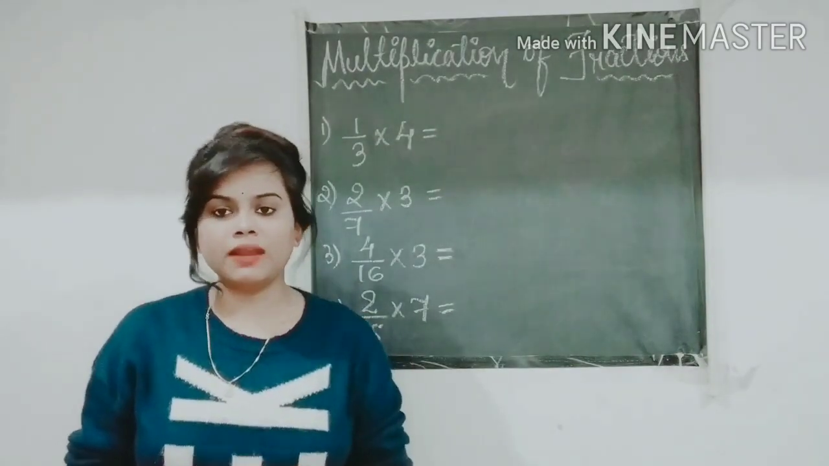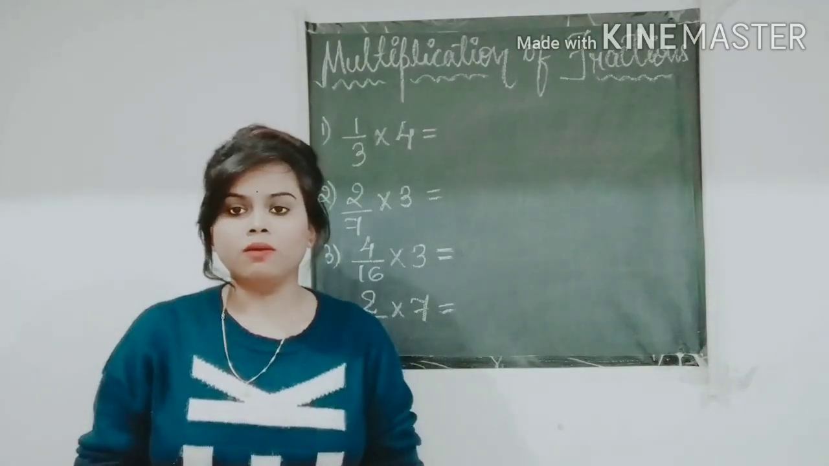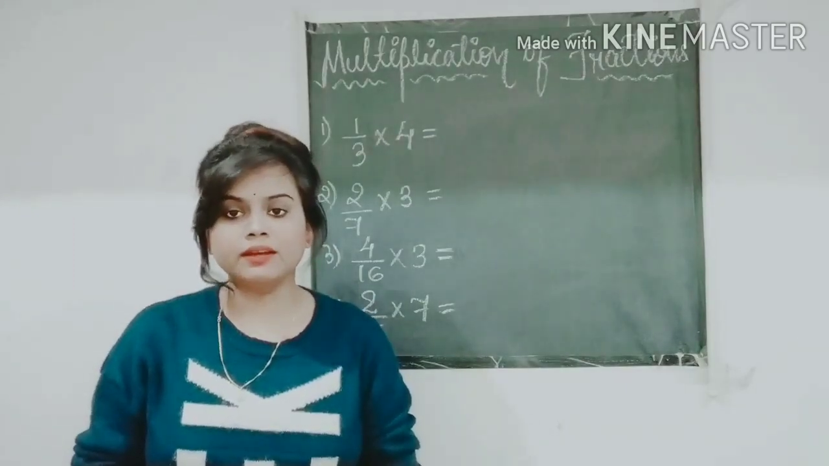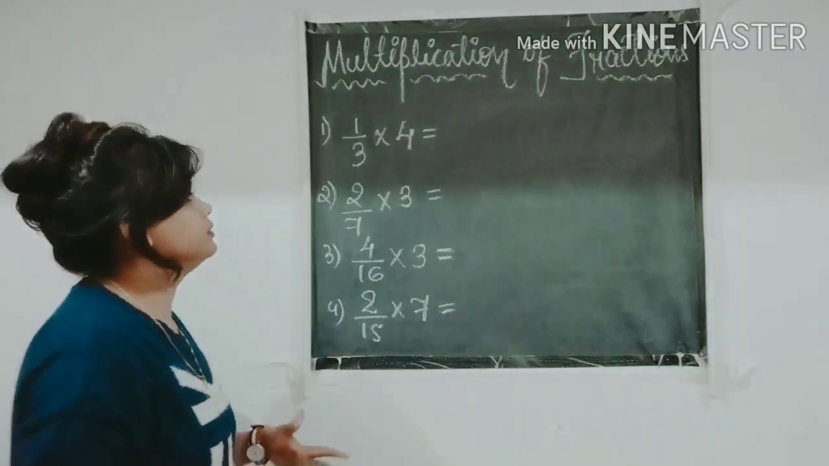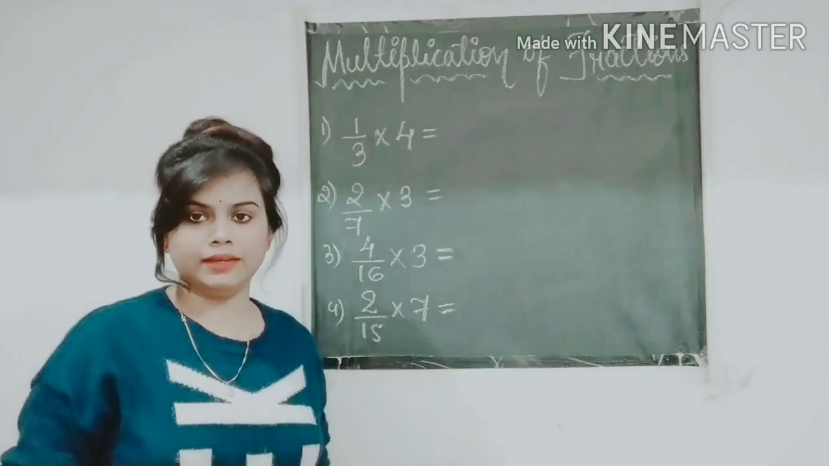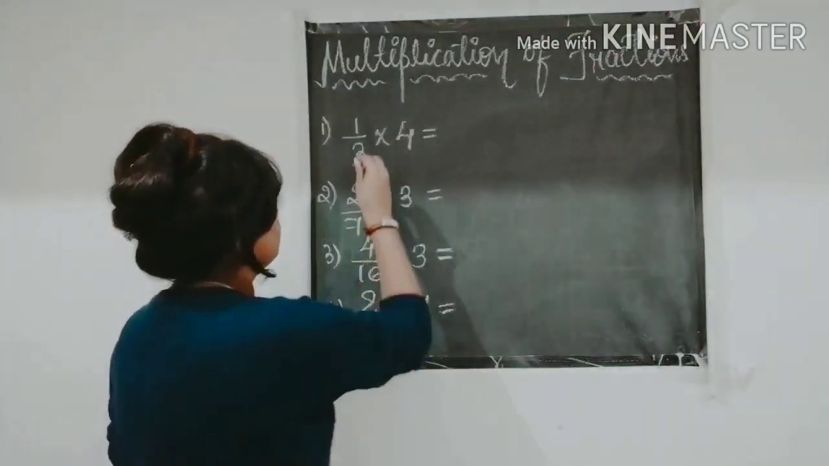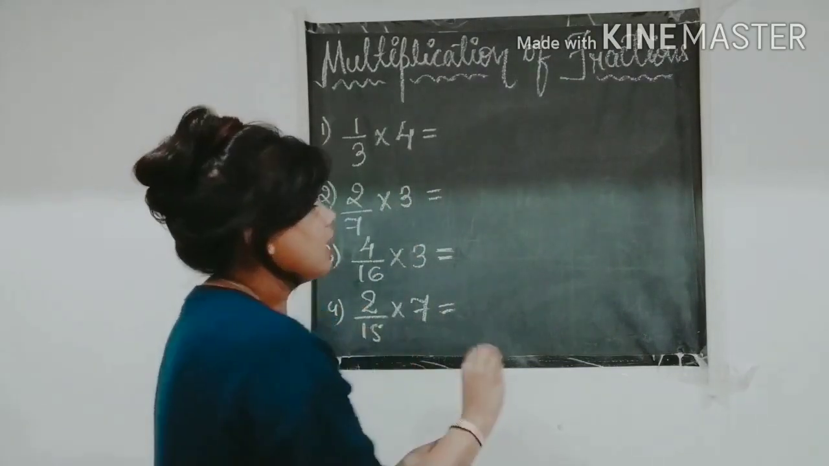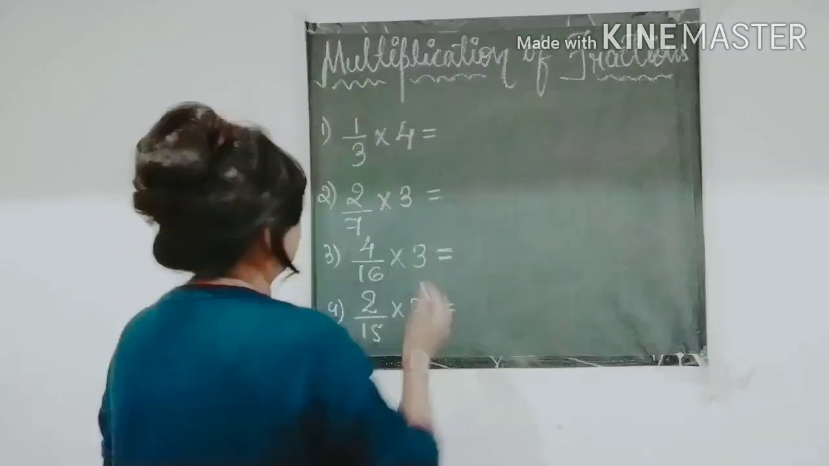So when we multiply a fraction by a whole number, we multiply only the numerator of the fraction, and the denominator remains unchanged. Let us understand this by using an example. These questions are given in your textbook on page number 90. I have taken the same questions from your textbook. So the first question is 1 by 3 multiplied by 4. See, it is multiplying by a whole number 4.